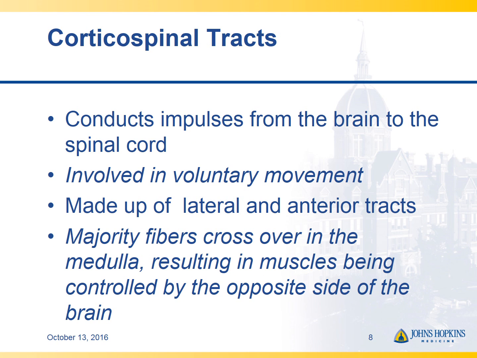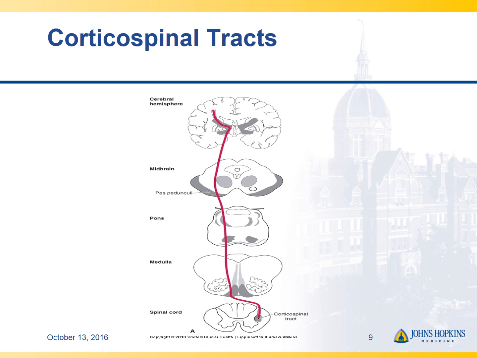The corticospinal tracts conduct impulses from the brain to the spinal cord. And again, these are involved in voluntary movement. The corticospinal tracts are made up of lateral and anterior tracts, which we've discussed previously. The majority of fibers cross over in the medulla, resulting in muscles being controlled by the opposite side of the brain. And then this schematic just simply shows the corticospinal tract with decussation at the level of the medulla. So the left side of the body is controlled by the right side of the brain.